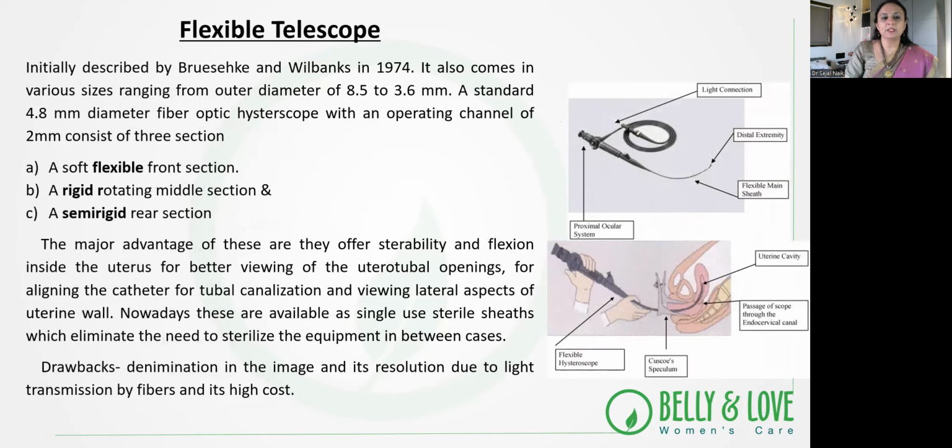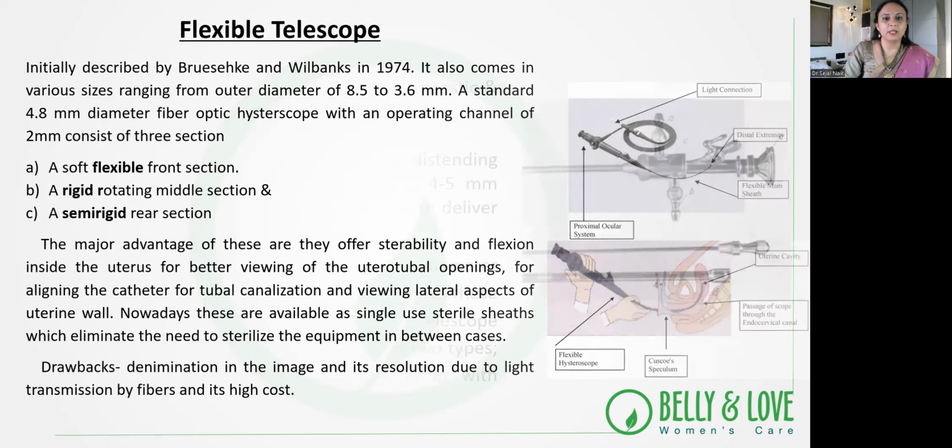Now, flexible telescopes are also available in different diameters with a 2 mm operating sheath, and they have a soft flexible front section and a semi-rigid rear section. It is comfortable and easily used, especially with an acutely retroverted or acutely anteverted uterus. They are available with single-use disposable sheaths also, but the image and its resolution are compromised, as light transmission by the fibers is not that good, and there is a high cost added with the fragility, so they are less commonly used.